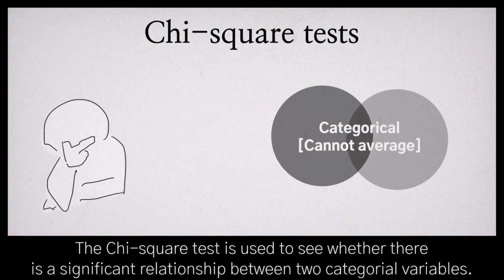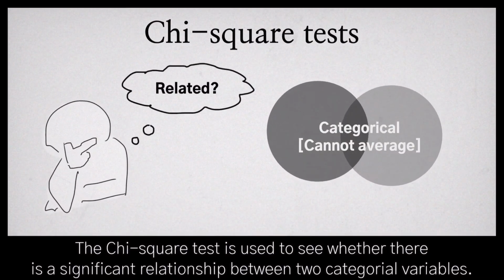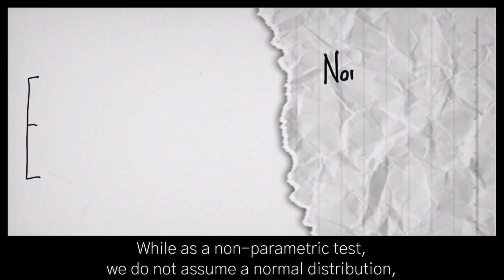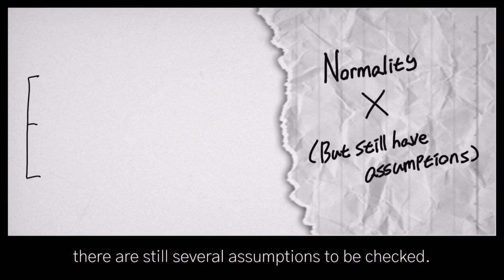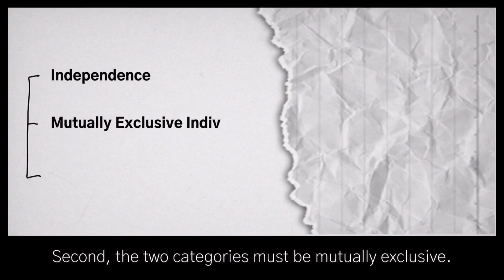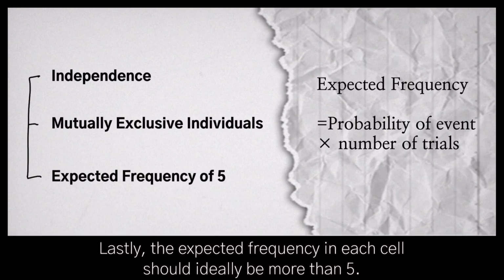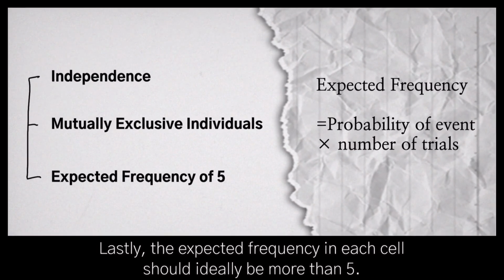Now, let's next look at a non-parametric test. The chi-squared test is used to examine whether there is a significant relationship between two categorical variables. While as a non-parametric test, we do not assume a normal distribution, there are still several assumptions to be checked. All data must be independent. The two categories must be mutually exclusive. Last, the expected frequency in each cell should ideally be 5 or more.